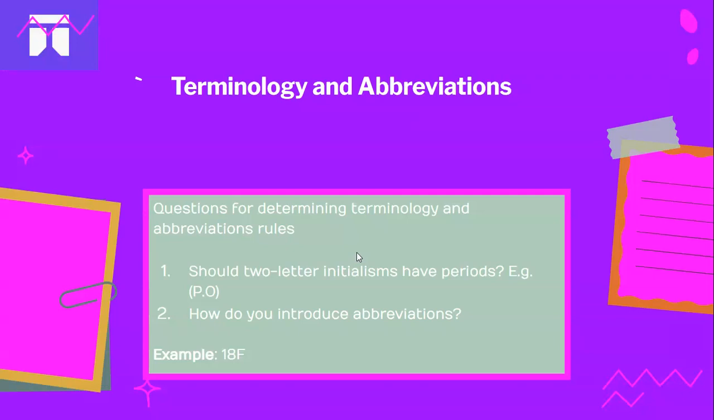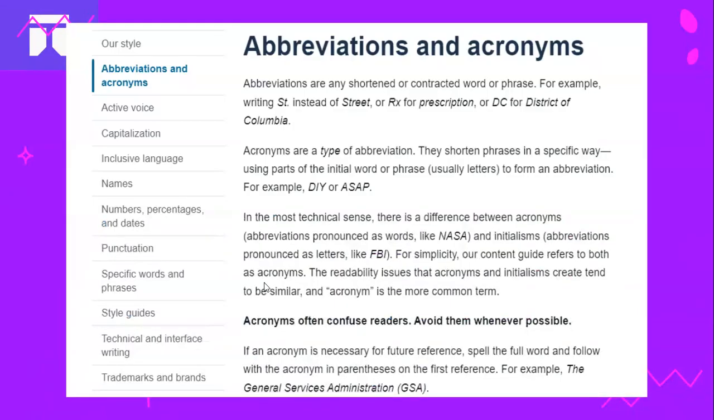Then we'll move on to terminologies and abbreviations. For terminologies and abbreviations, you have to ask questions like, how do I use initials? So take for example, my name is Prince Oyana. If you're going to use an initial, you're going to use the full stop in between your initials. How do you introduce your abbreviations? Do you have the full word first, then have the abbreviation in brackets? How do you do that? A good example is seen in the 18F style guide, right? To tell you how to use your abbreviations right here. As you can see.